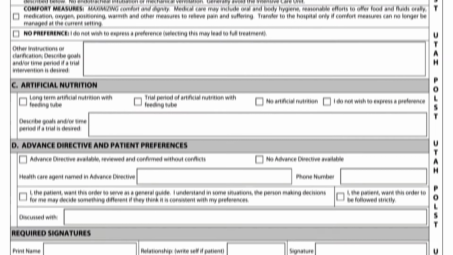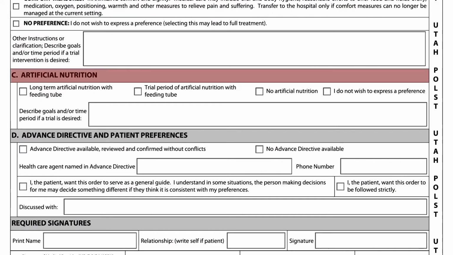The next section of the POLST form includes whether the patient wants artificial nutrition or feeding tubes. You have the option, if you choose, they can have long-term feeding tube. Many people have survived for many years with feeding tubes, and that may be something they are willing to live with. If you choose not to make a preference on a feeding tube, the default is that you will get a feeding tube.